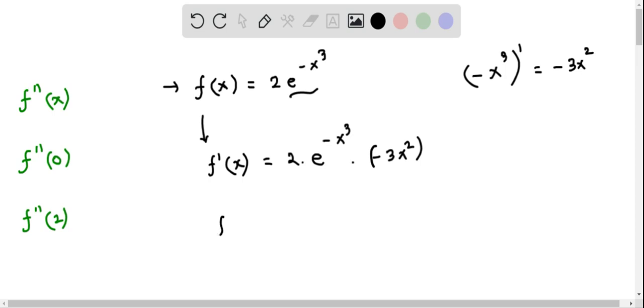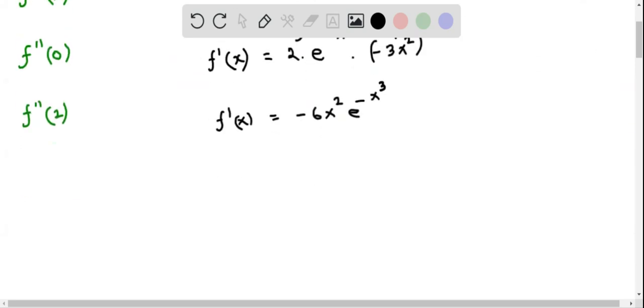So let's simplify this. We have f prime of x equals, we have 2 and negative 3. When we multiply these two, we get negative 6, and then x squared e power negative x cube. So this is the first derivative of f of x. We should find its derivative one more time so that we get the second derivative of f of x.